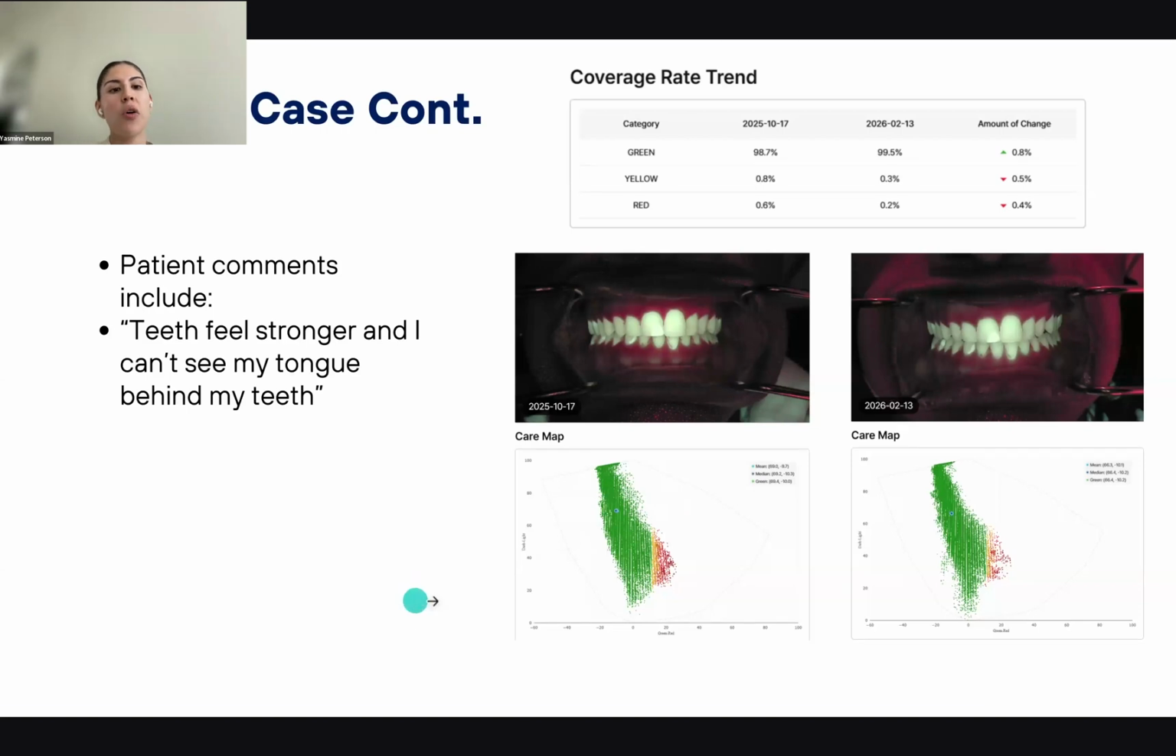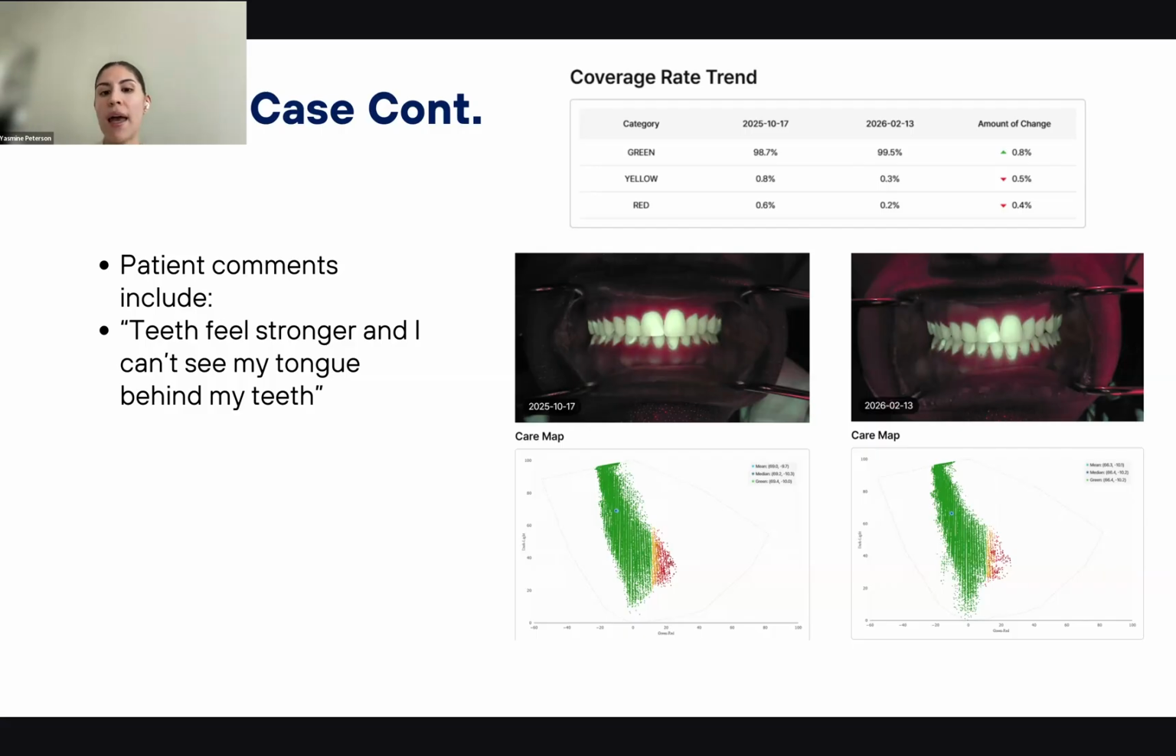Just on her own, her comments have been that her teeth feel stronger and she can't see her tongue behind her teeth anymore. I think what she means is her teeth aren't so translucent as they used to be. So that's pretty interesting. But what you're seeing on the right-hand side here is called the MCA analysis. This is through the software of those IO cameras. Basically what it measures is the quality of the enamel. So the more green there is, that means that's remineralized enamel or mineralized enamel.